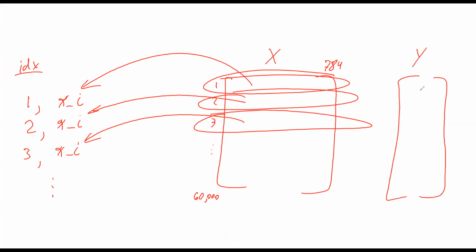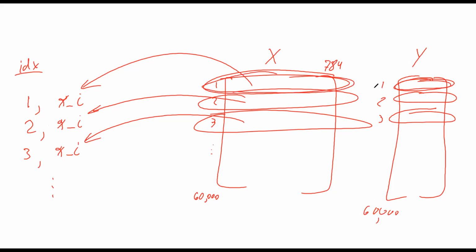Go back to the whiteboard. Y. You see, we grab the corresponding label. 1, 2, 3, 60,000, right? We have the labels. IDX.1 will correspond to the given vector and its associated class. So that's why the enumerate was really, really handy.